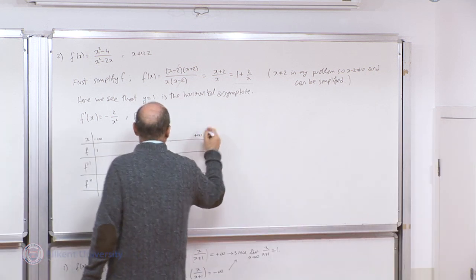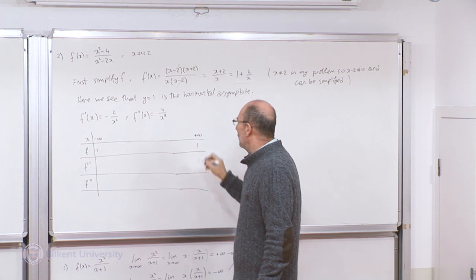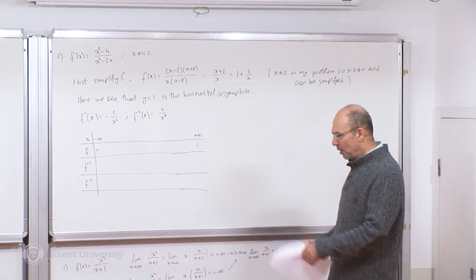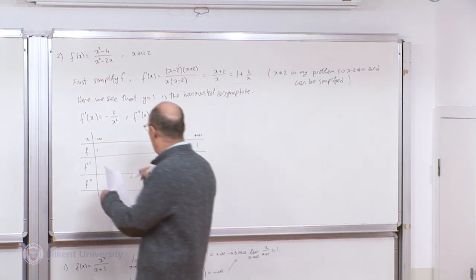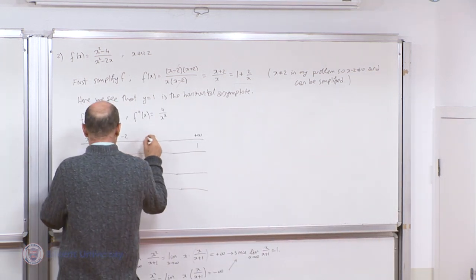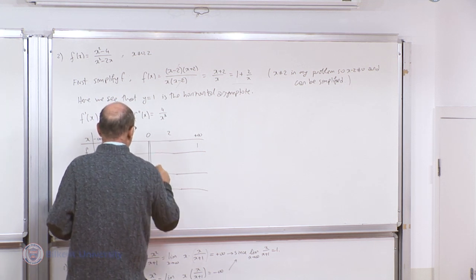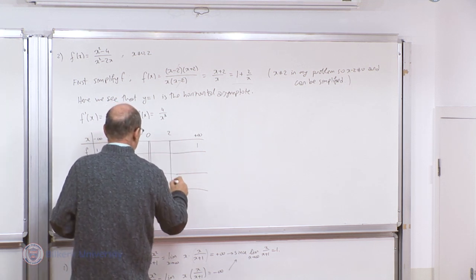Plus infinity, the same thing. Okay, so that's what we said here. This is the horizontal asymptote. Okay, so the important points are minus 2, 0, and 2. At 0, the function is not defined. At 2, the function is not defined.